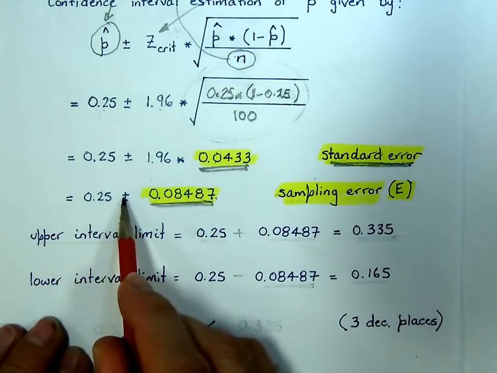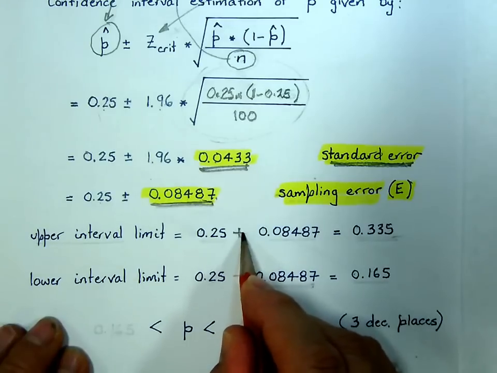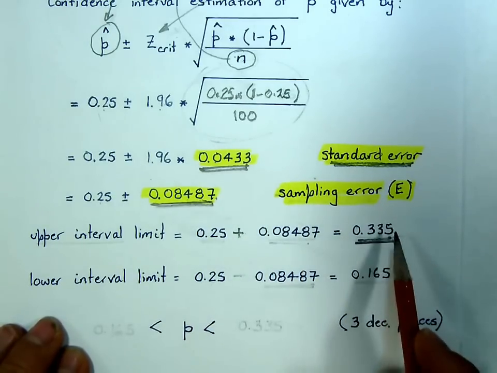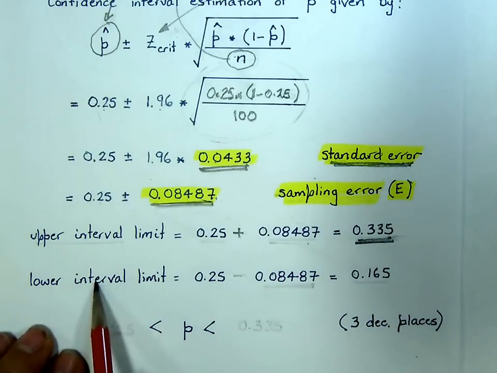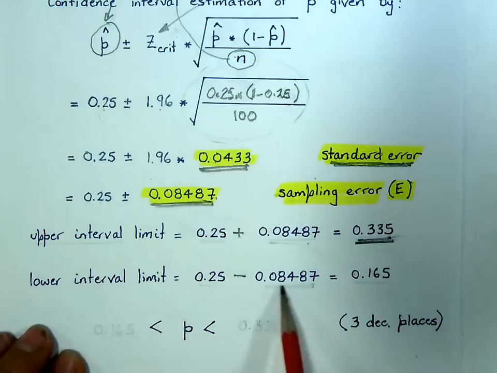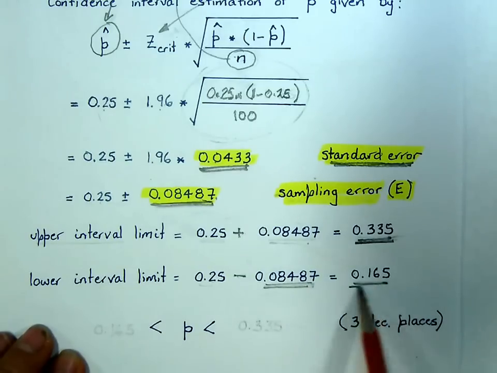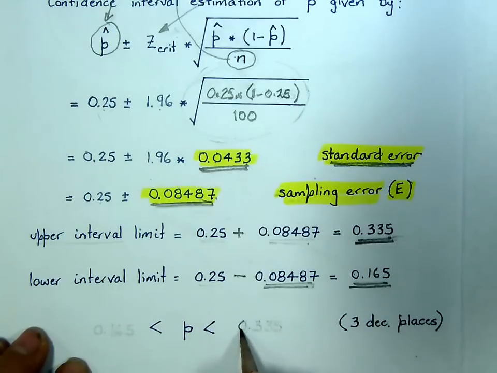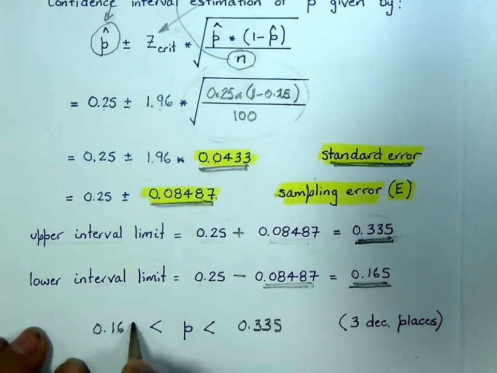So we're almost there because all we now need to do is say that the upper interval limit is the 0.25 plus the sampling error, which is here. If we add those two numbers together, we get 0.335. And to get the lower interval limit, it's 0.25 minus the sampling error, and that's 0.165. So there we have it. The upper limit for the population proportion is 0.335 and the lower limit is 0.165. Now that's noticed to 3 decimal places.